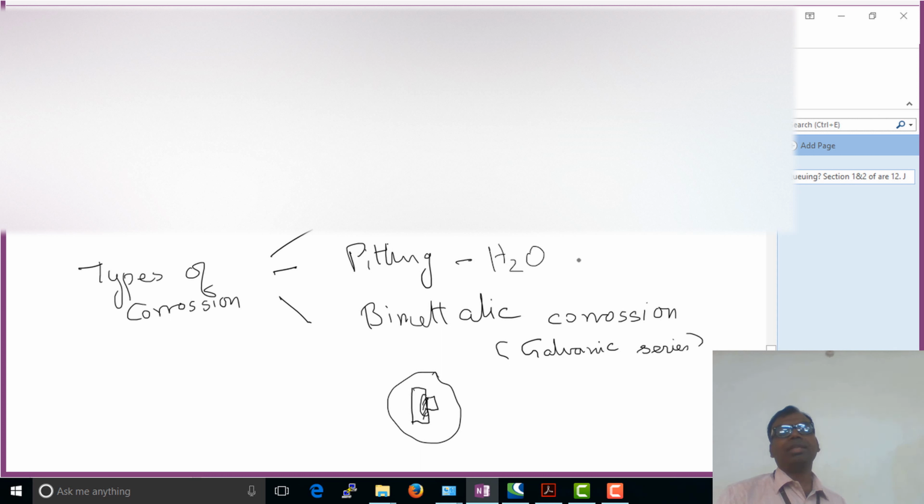When it's in contact with water and salts. Okay, the salts can be... pure water doesn't cause corrosion. Pure water does not cause corrosion. Because of the impurities in the atmosphere, they all get mixed and then you start to face corrosion.